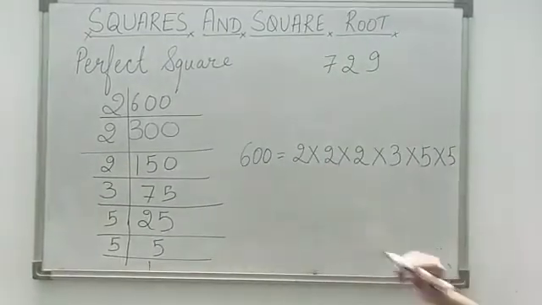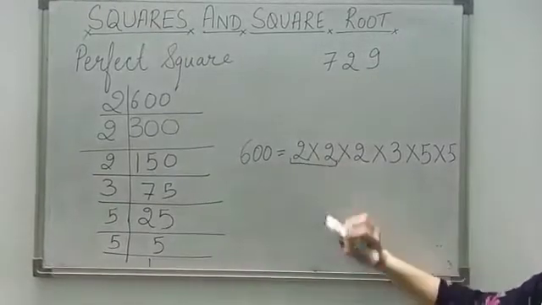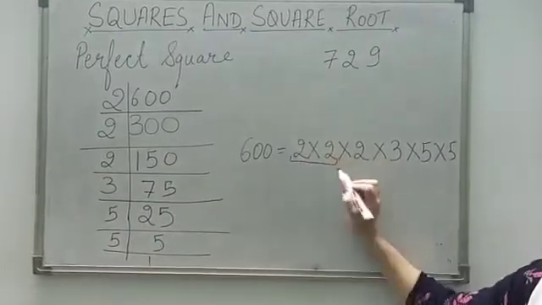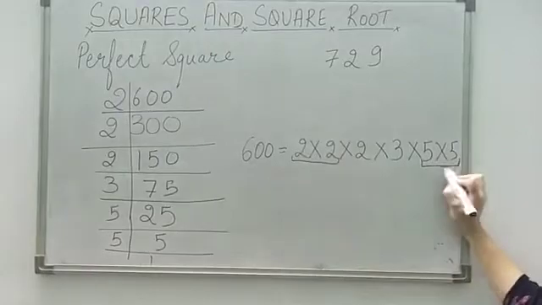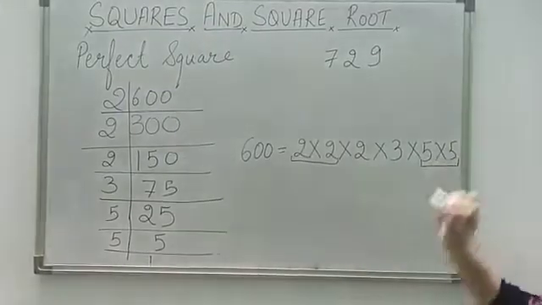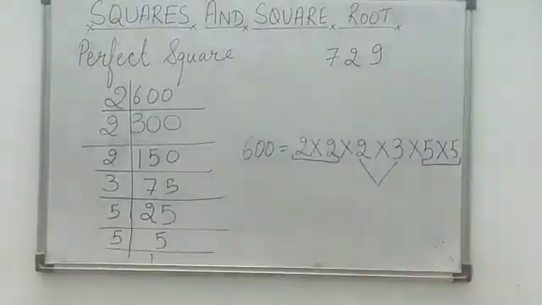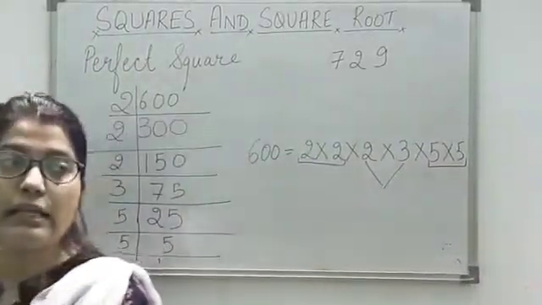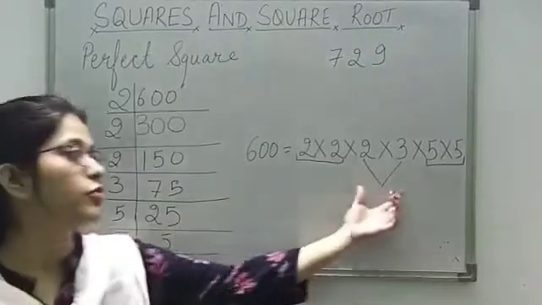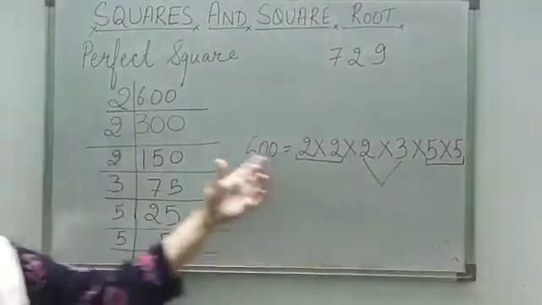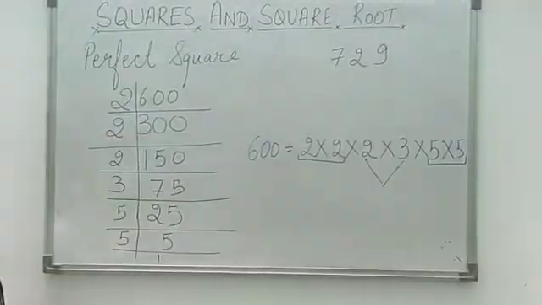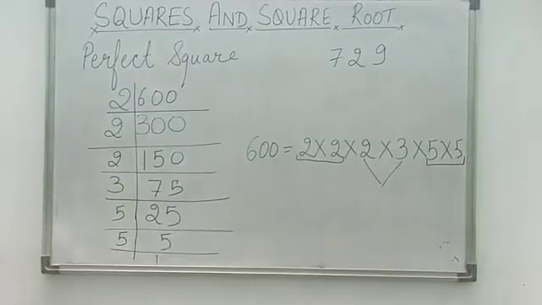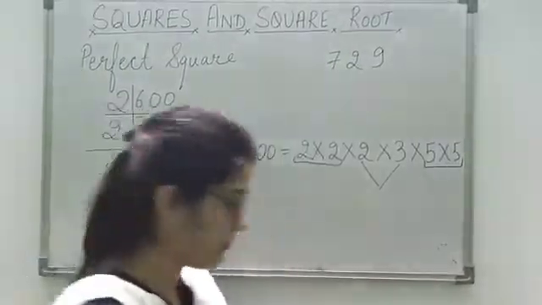So now quickly let's group them, form pairs. These two form a pair. These two 5s are forming a pair, but 2 and 3 are not forming a pair. If you are getting any number which does not form a pair, then you will say that 600 is not a perfect square. Okay, now let's see the next example.